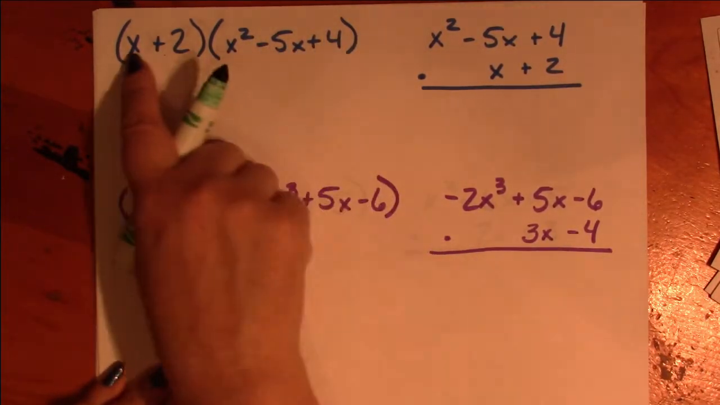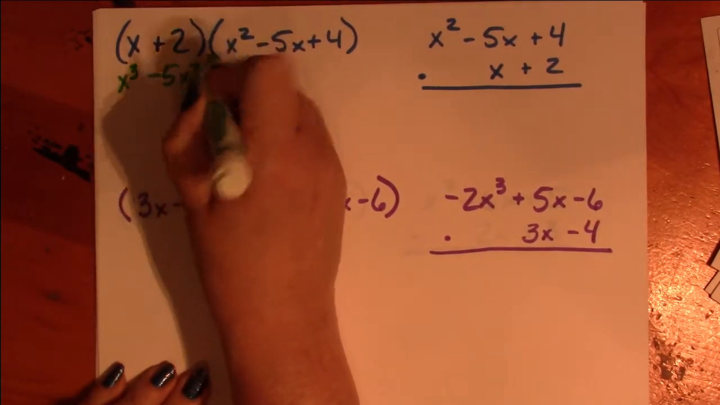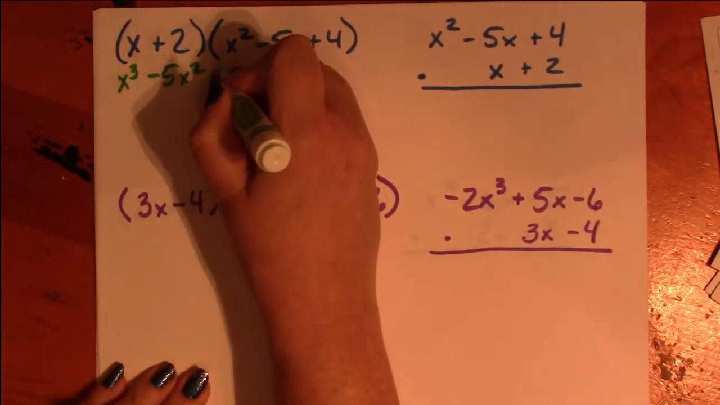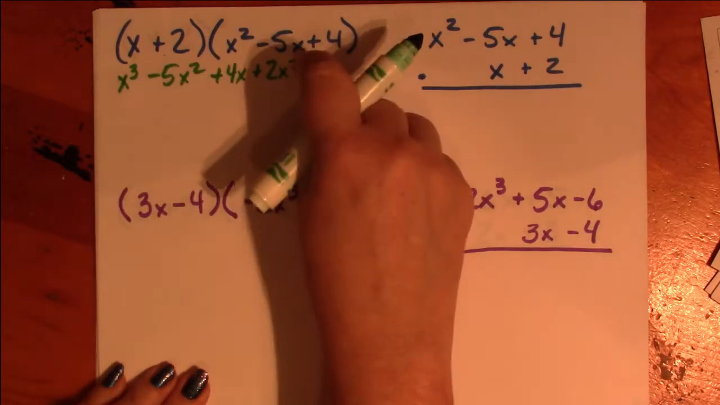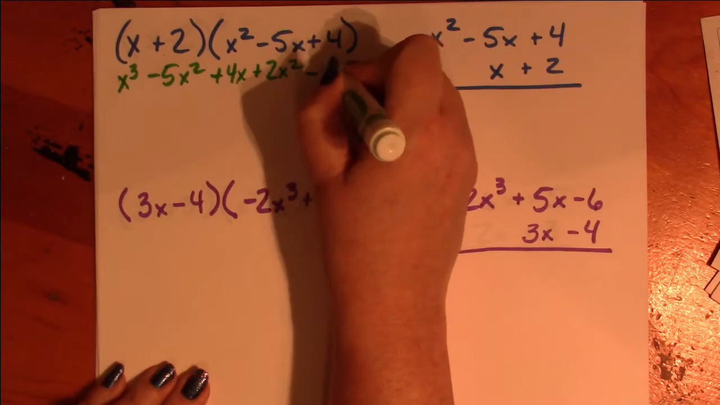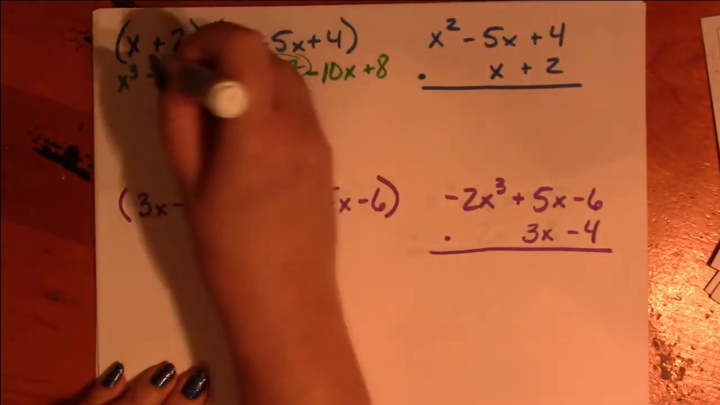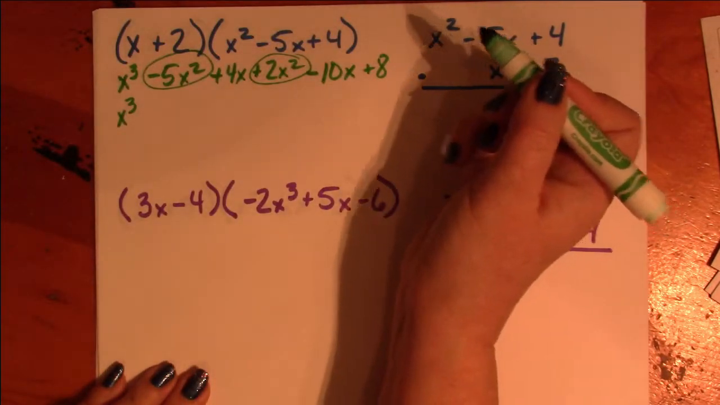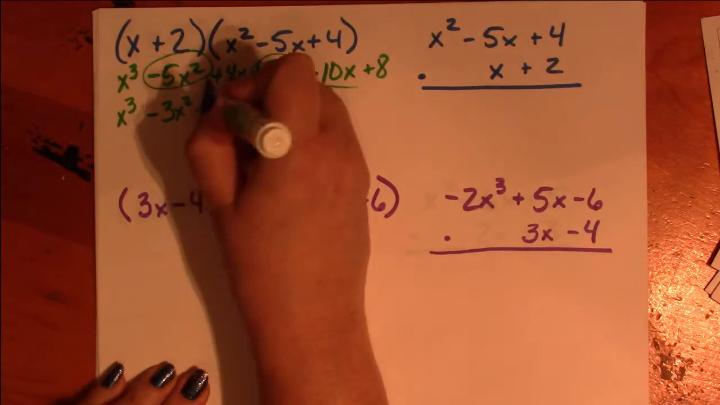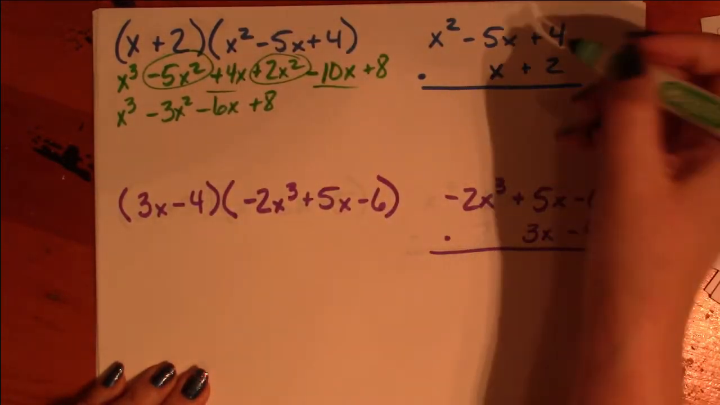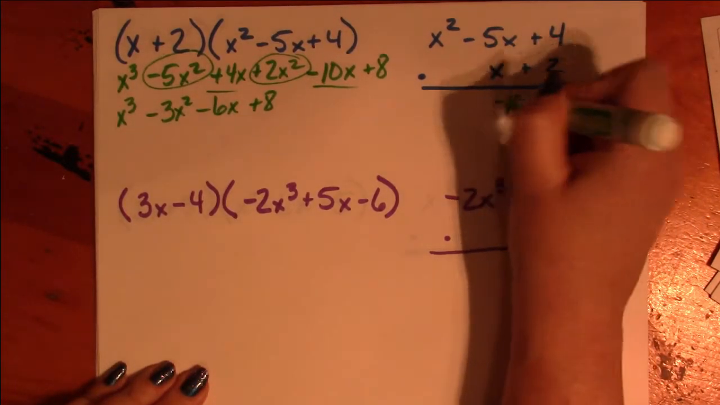If you're going to do it linearly, x times x squared is x cubed, x times negative 5x is negative 5x squared, x times 4 is 4x, 2 times x squared is 2x squared, 2 times negative 5x is negative 10x, and 2 times 4 is 8. We're going to combine those two, so x cubed minus 3x squared minus 6x plus 8.